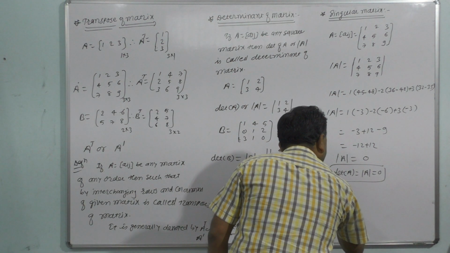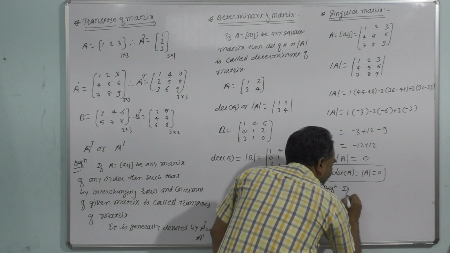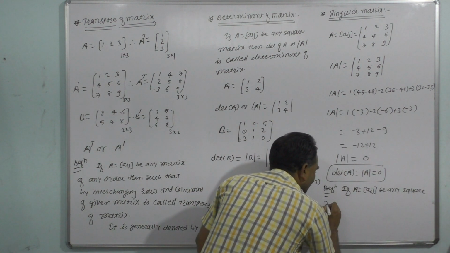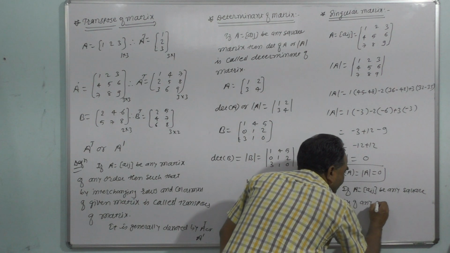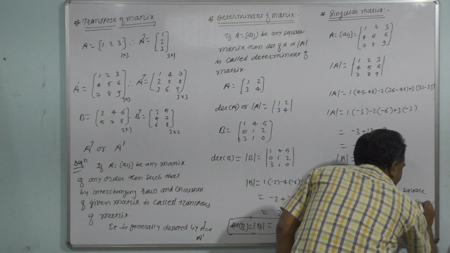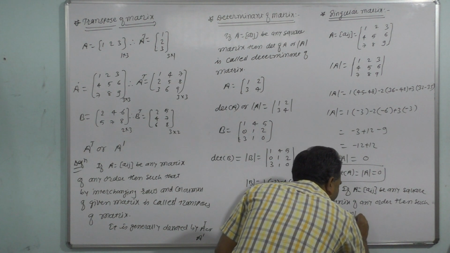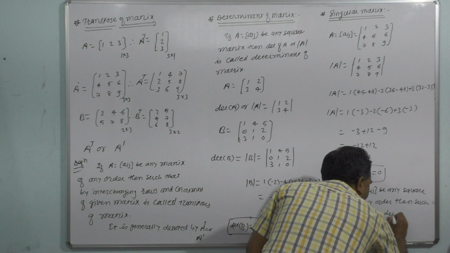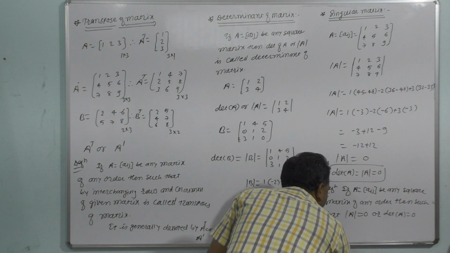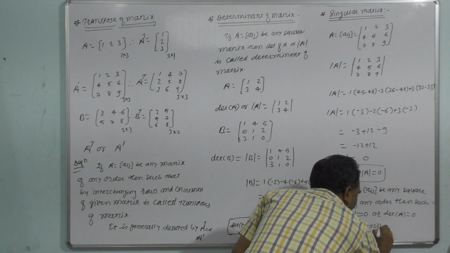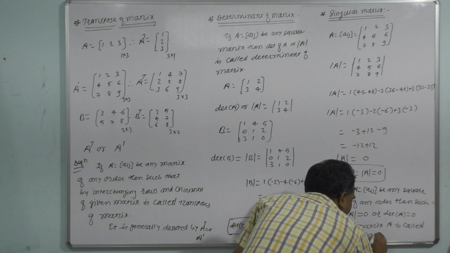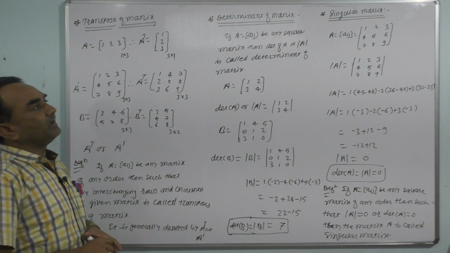What is the definition of this matrix? If A = [aij] is any square matrix of any order, such that determinant of A, or det of A, is equal to 0, then the matrix A is called a singular matrix.